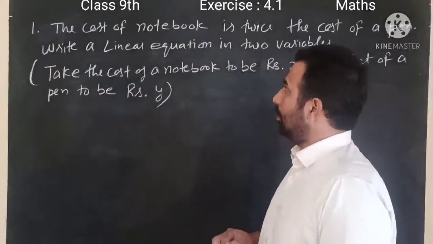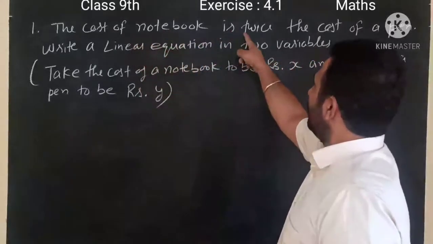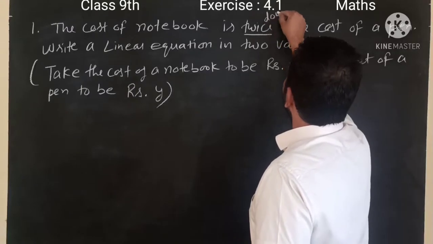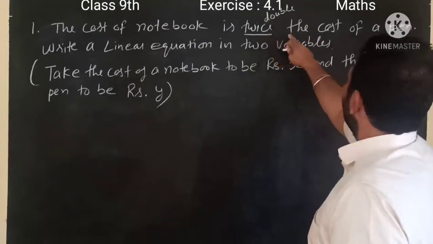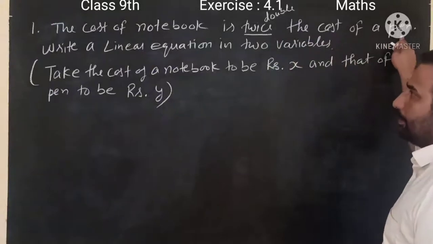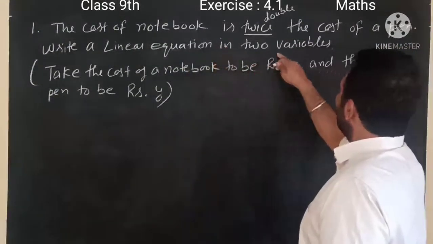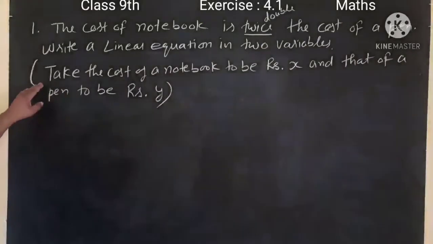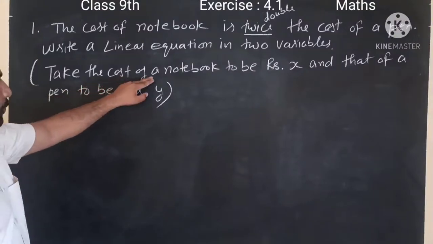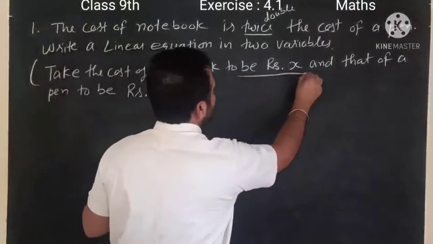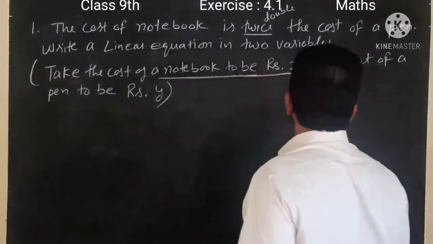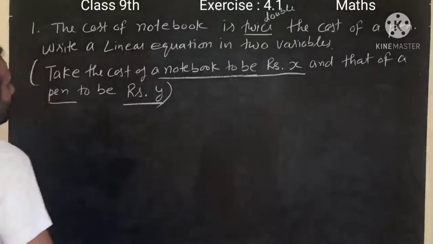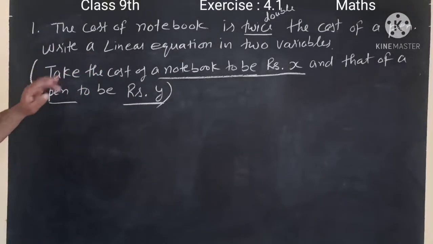Question number one is: the cost of a notebook is twice, means double, the cost of a pen. Write a linear equation in two variables. We also have a hint: take the cost of a notebook to be rupees x and the cost of a pen rupees y, and we will write this equation in two variables.